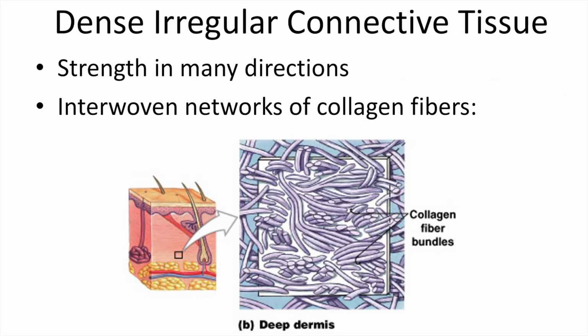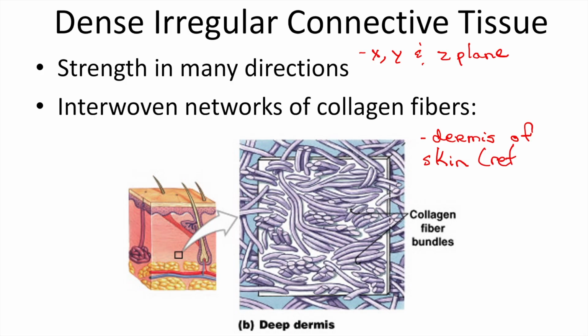Dense irregular connective tissue has collagen fibers, but collagen fibers are going in all three planes. So they're in the X plane, they're in the Y plane, and they're in the Z plane. And this provides for strength in multiple directions. So you end up more with an interwoven network of collagen fibers. You find this in the dermis of the skin, particularly the reticular layer of the dermis.